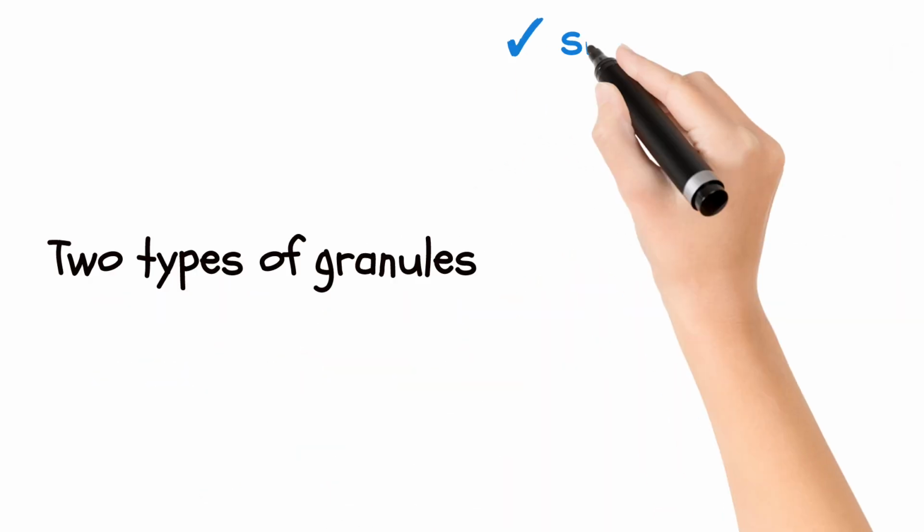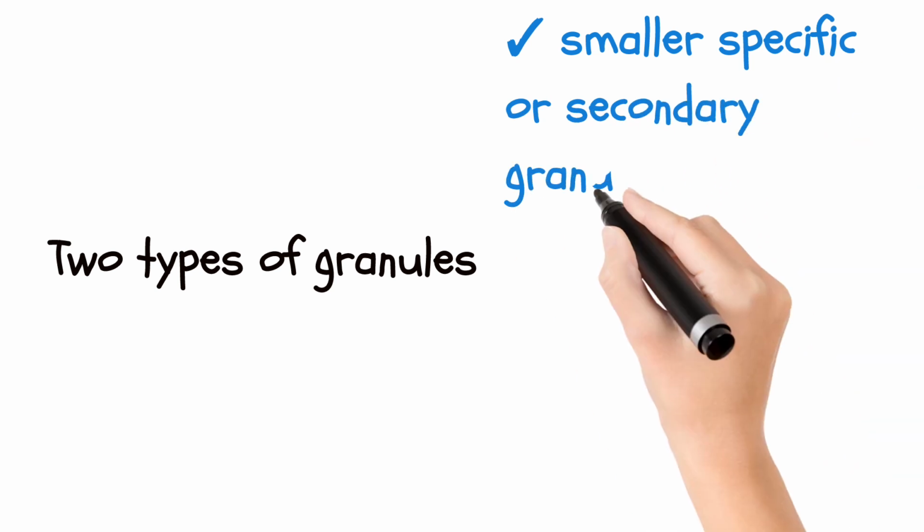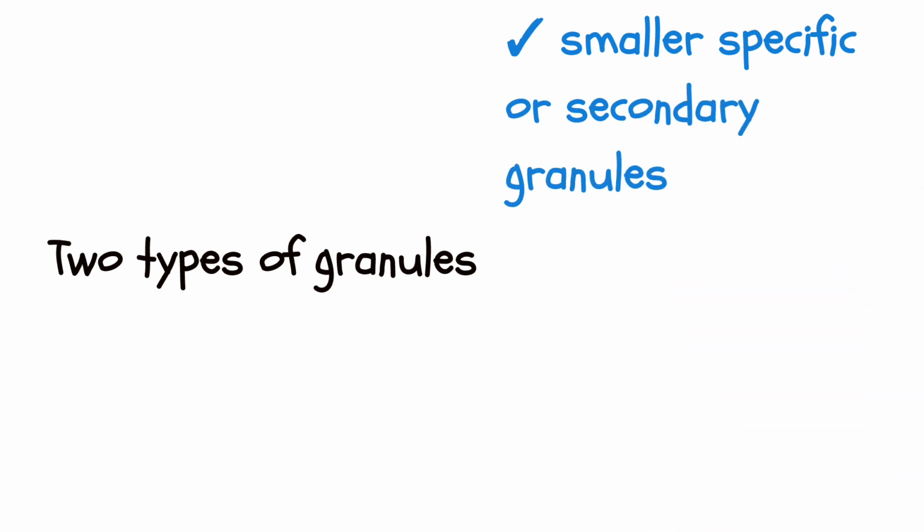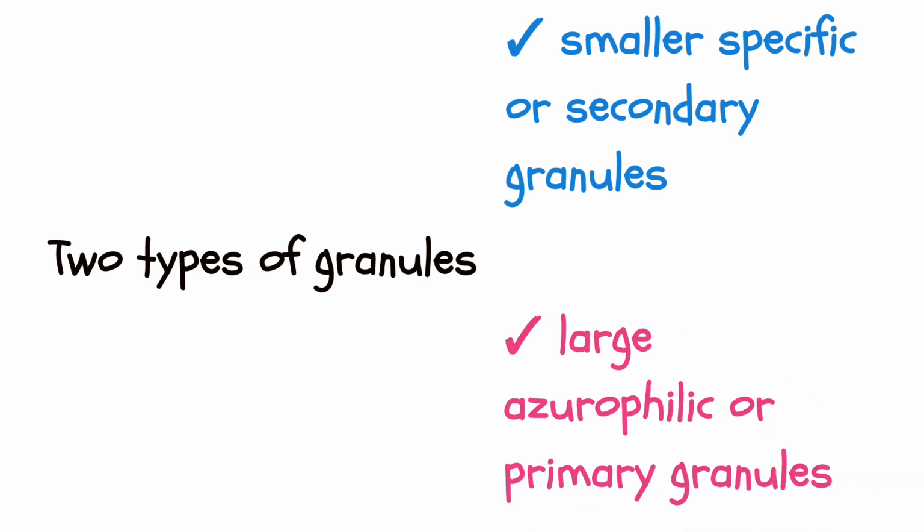The first is the smaller specific or secondary granules, which contain lysozyme, collagenase, gelatinase, lactoferrin, plasminogen activator, histaminase, and alkaline phosphatase. The next type of granule is the large azurophilic or primary granules, containing myeloperoxidase, bactericidal factors, that's the lysozyme, defensins, acid hydrolases, and a variety of neutral proteases.